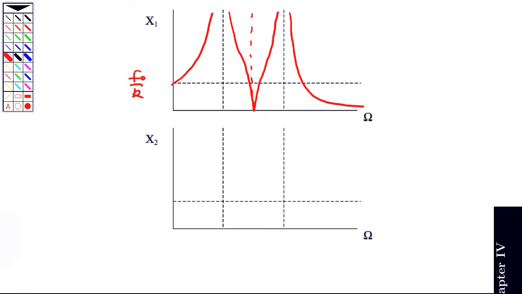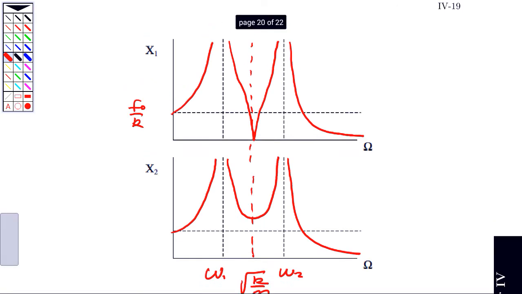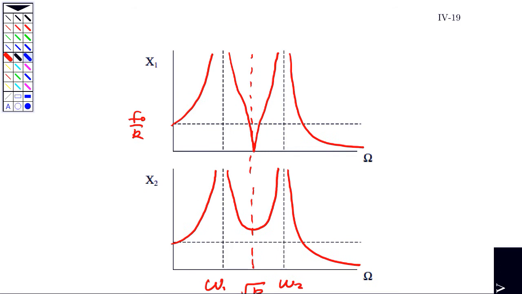x2 looks a lot like that, except please note between omega 1 and omega 2, it doesn't come all the way down. It turns and goes back and looks like that. So this frequency, again, is omega 1. This is omega 2. And this is at square root of k over m. The names that we give to these values at which the undamped response is unbounded, just like it was for the single degree of freedom case, those are our resonances.